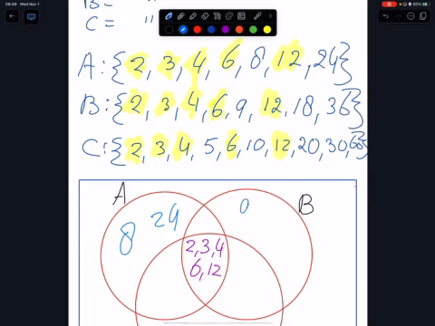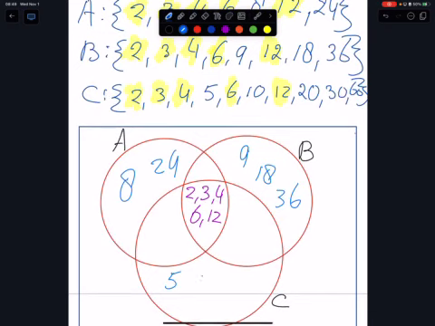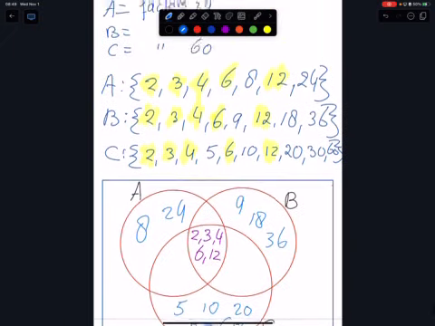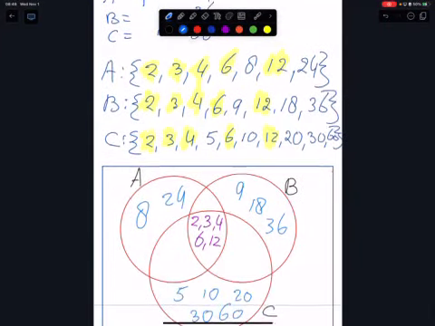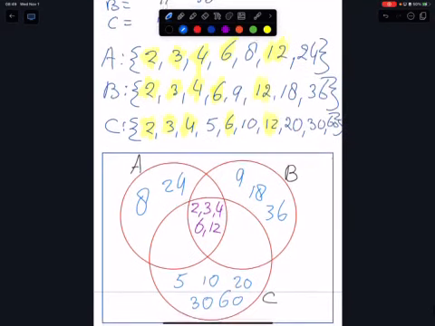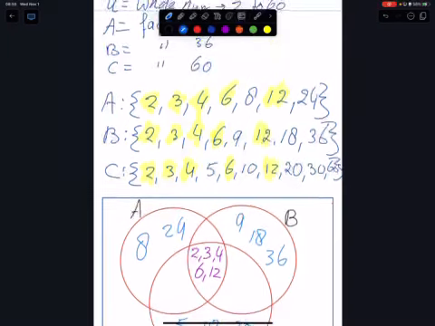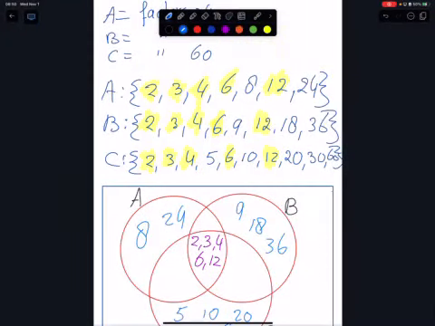8, 24. B. 9, 18, 36. 10, 20, 30, and 60. And are you finished? Of course not. No intersection. Are you finished? No. I place this exam, same question, shorter, in an exam.